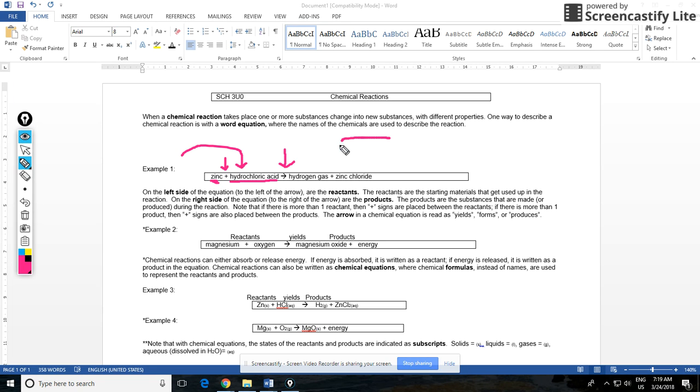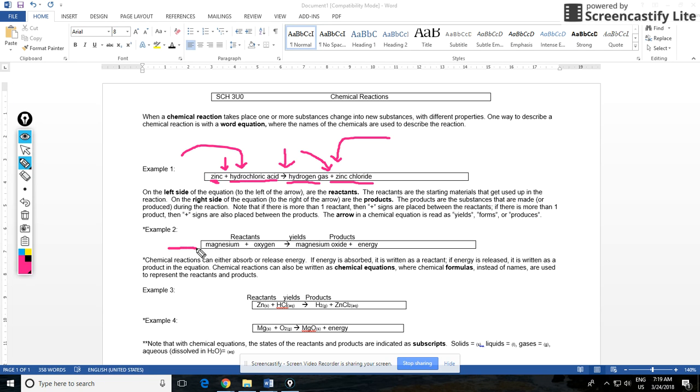And on the right side, we have our products, what's made in the end. So we have hydrogen plus zinc chloride. On the right side, the product side, the plus means and. So let's read that together. Zinc reacts with hydrochloric acid to produce hydrogen and zinc chloride. So you need to be able to identify your reactants and your products. This is a word equation.